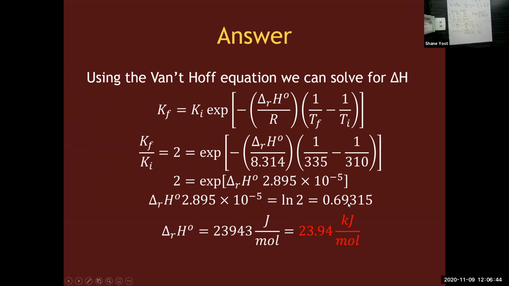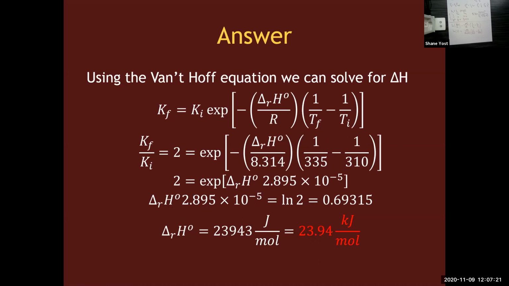Note here that this temperature difference is going to be a negative number, because T final is greater than T initial. And so 1 over T final minus 1 over T initial has to be negative, and that's going to cancel out this negative to make the overall thing positive. So that's how I get a positive 2.895 times 10 to the minus 5. And so solving for delta H gives us this in joules per mole. Converting it to kilojoules, I get 23.94 kilojoules per mole as the enthalpy change for this reaction.